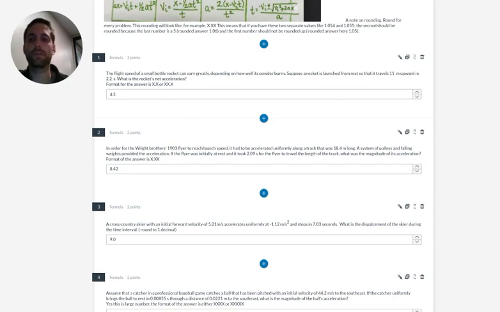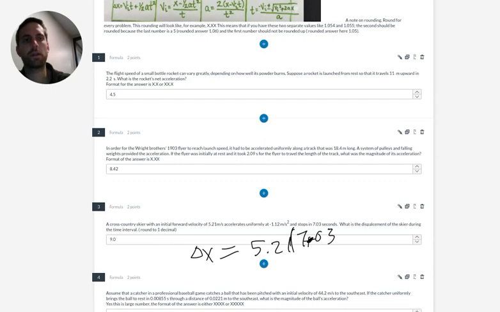For number 3, I'm going to find this displacement. So 5.21 plus, multiplied by the time, 7.03. Redo that. I have to remember I'm using this equation up here.